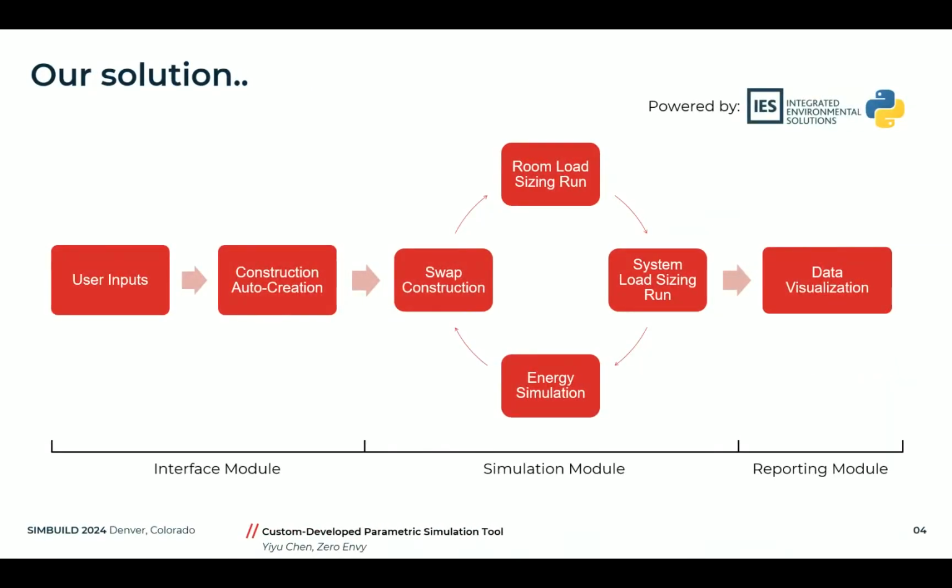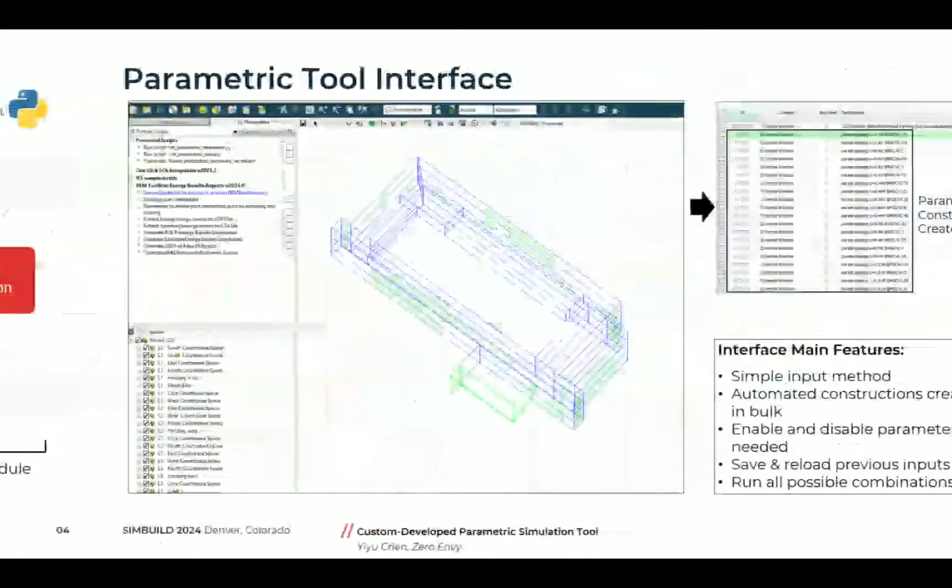So here's how the tool works. We have an interface module, simulation module, and reporting module. It all starts from the user interface where you can specify parameters to set up your simulation, and then it proceeds to create constructions in bulk based on your inputs, and then it kicks off the simulation cycle, including load sizing runs and energy simulation. Depending on how many runs you have, it will keep running back-to-back simulation non-stop until it's all finished. And finally, the reporting module is going to grab all the results to produce graphs for data visualization.